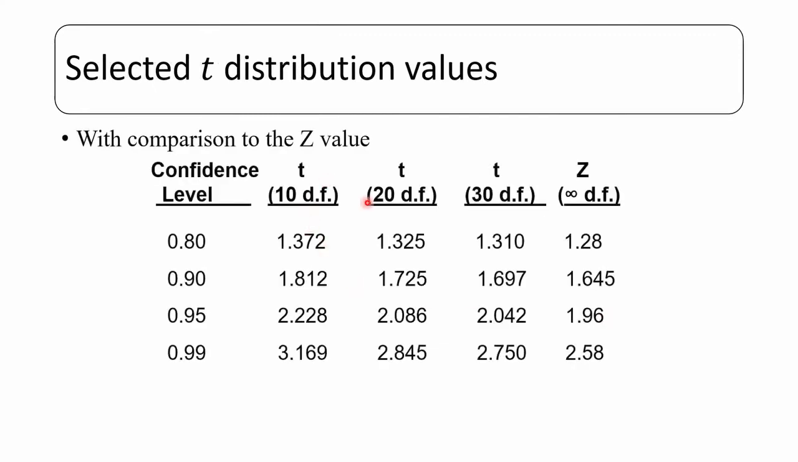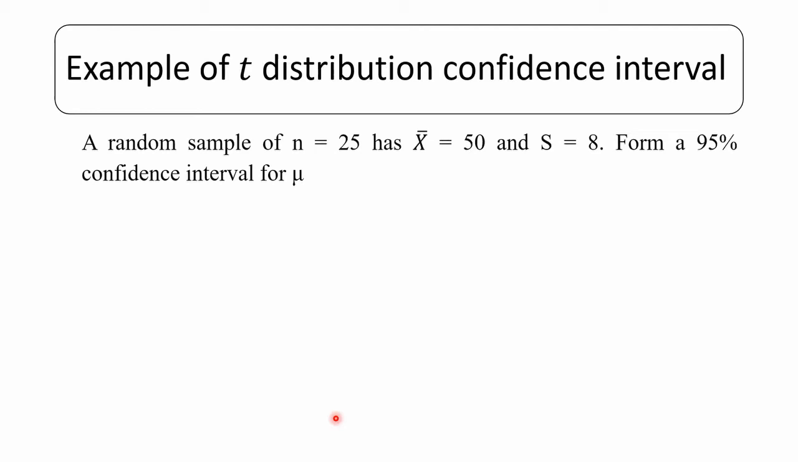This is in comparison with the z values. If you notice here, as your degrees of freedom increase from 10 to 20 to 30, your t distribution values slowly but surely approach the values of your z distribution. And as the sample size grows from 30 to infinity, your t values approach your z values for the corresponding confidence intervals. So that's what I've mentioned here: your t values approach your z values as n increases. Let's have a look at an example.